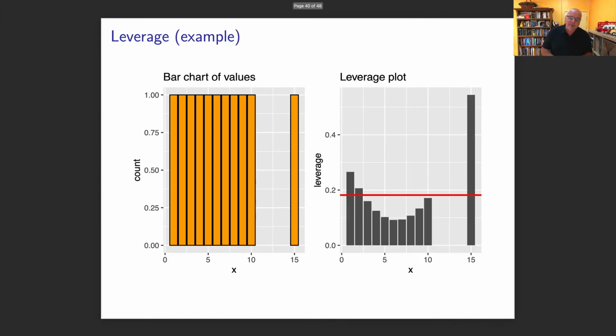So what I've done here is we have our load of points. I've just done a bar chart of the values. You can see this one is a long way away from the rest. And if we calculate the leverage and look at it, you can see it's got a huge leverage compared with the rest. Even these ones that are towards the edge start to have a reasonable leverage, but this is the one that you want to go and check.